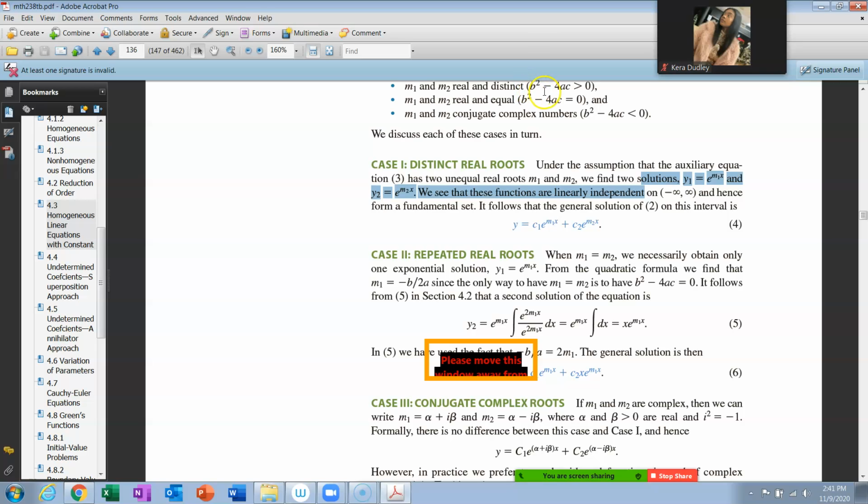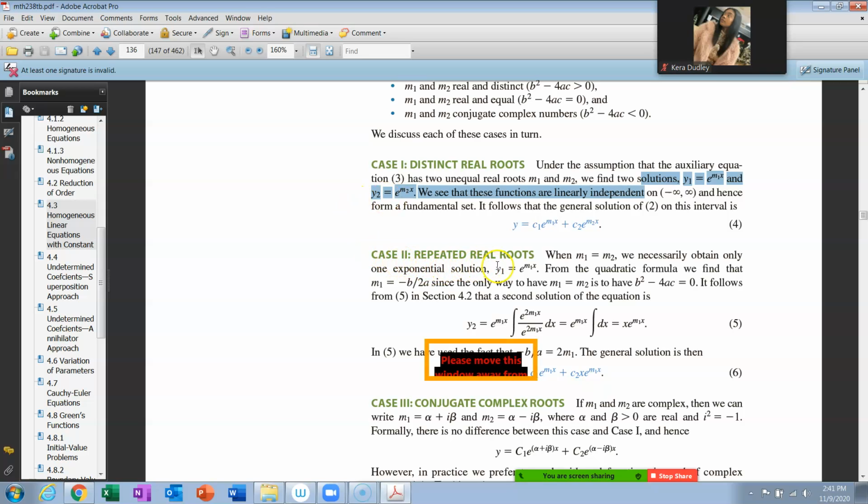roots for that equation. Then you have c1 e to the m1x, that's the first root, plus c2 e to the m2x, that's your second root. Because you have two real distinct answers for m1 and m2. That's all you need, because this is a second order differential equation.